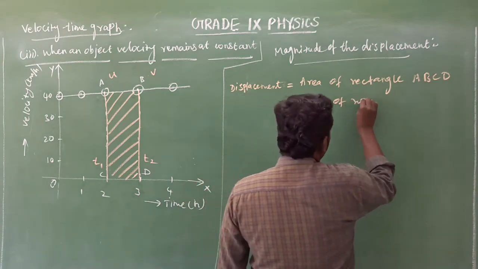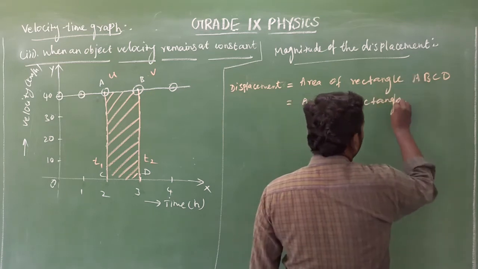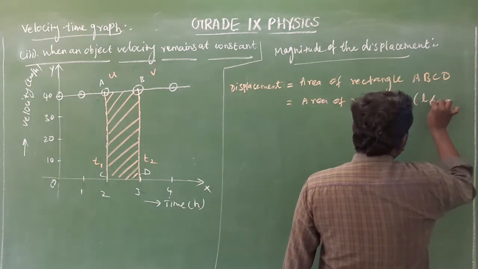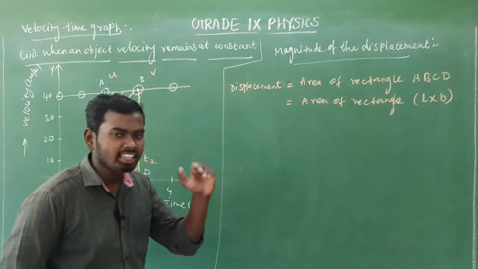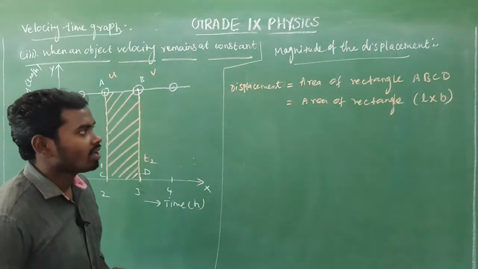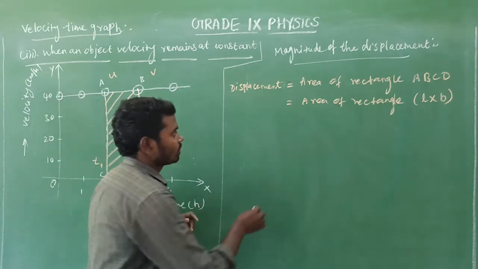Rectangle. Area of rectangle, what is that? Area of rectangle is L into B, which means length into breadth. Yes, I am going to take that.